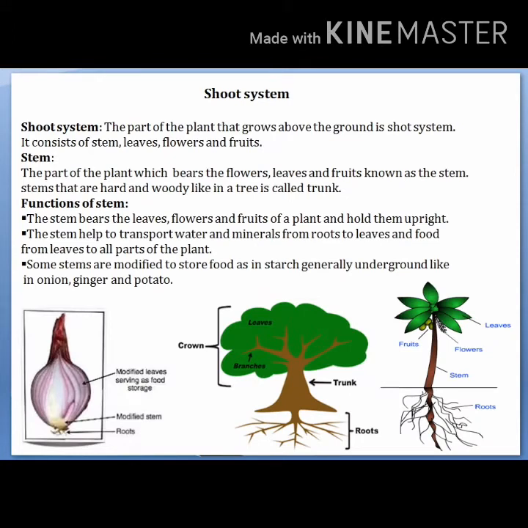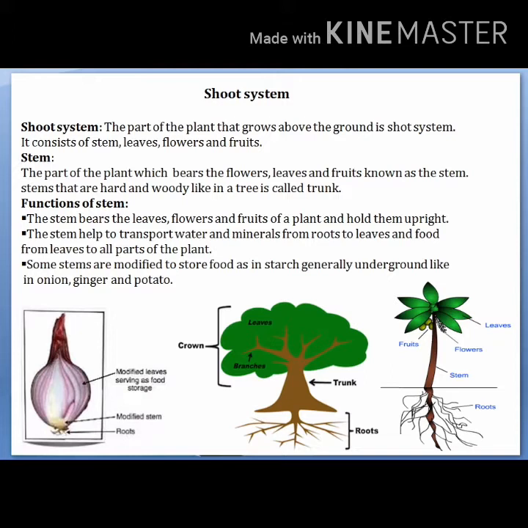It consists of stem, leaves, flower and fruits, and we will discuss them one by one. So students, as you can clearly see in the picture, the shoot system is the upper part of the plant body. And first one is stem, the part of the plant which bears the flower, leaf and fruits, known as the stem. Stems that are hard and woody, like in a tree, are called a trunk.